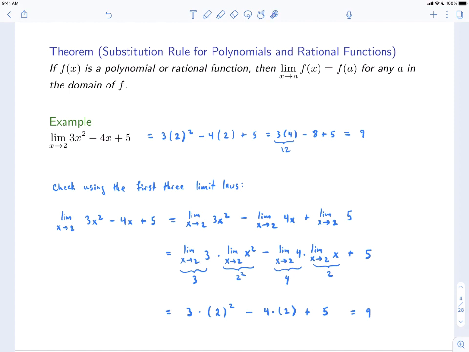When you're asked to compute the limit of a polynomial, you can just use the substitution rule. You don't have to break it down into all of these steps. Let's move on to another example.